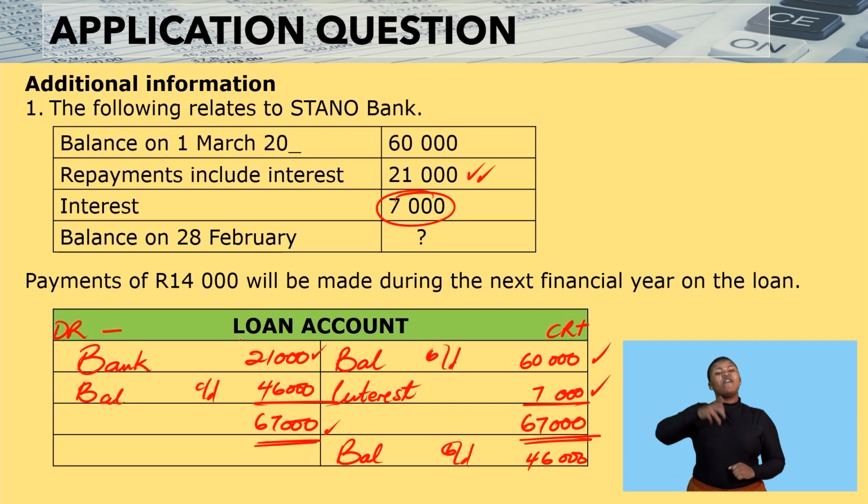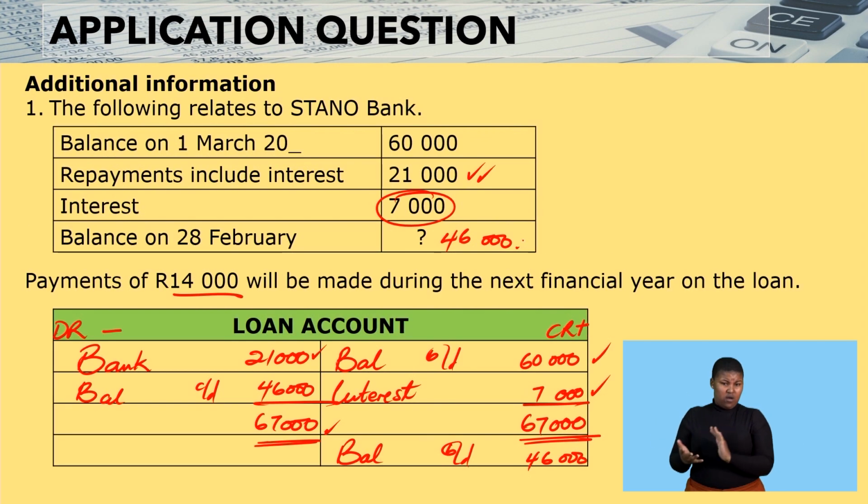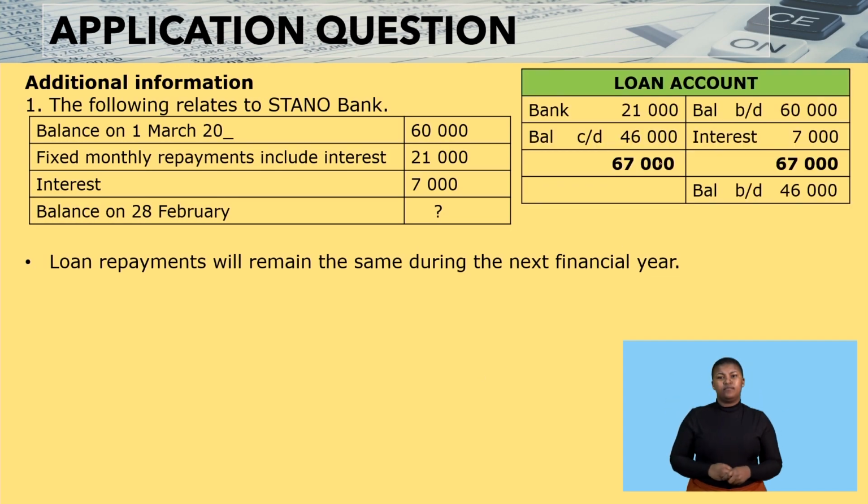We are told that repayments of 14,000 will be made during the next financial year on the loan. So we now know that the balance on the loan here is 46,000. This is what we're owing at the end of this financial year. There are ways that you could have calculated this amount much quicker, but to reinforce the loan account, it is important that you know how to do the loan account, a liability account, increasing on the credit side. And then here is my loan account.